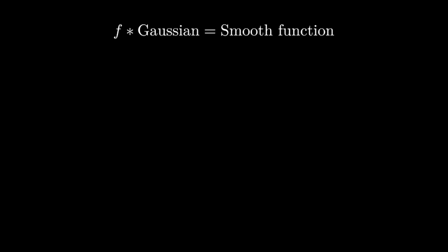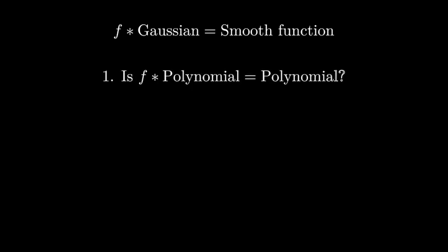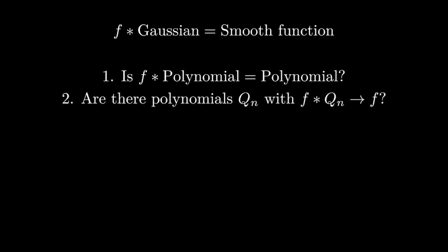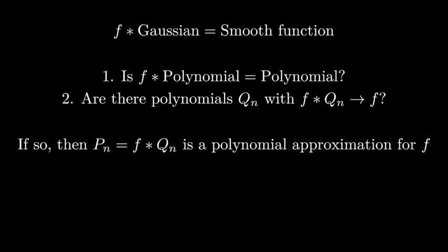In particular, we might ask two questions. First, is f convolved with a polynomial also a polynomial? And second, does there exist a sequence of polynomials Q_n that form an approximate identity? Because if these conditions are true, then we've found the sequence of polynomials we're looking for to approximate f, and we can calculate them using the formula P_n equals f convolved with Q_n.